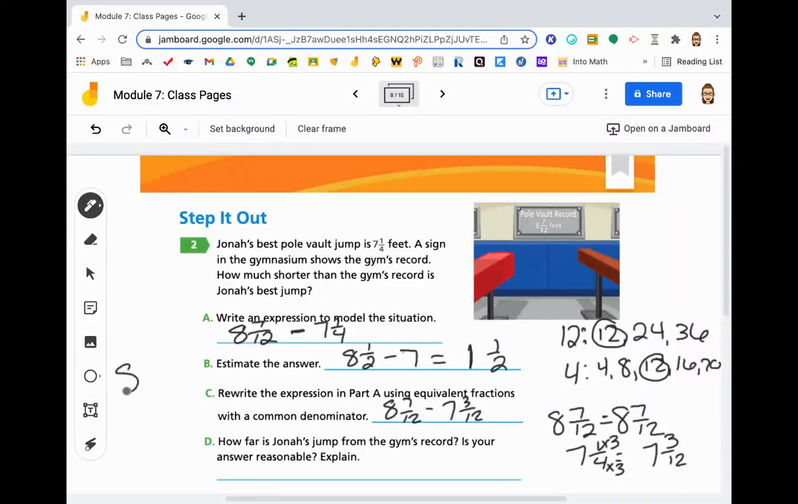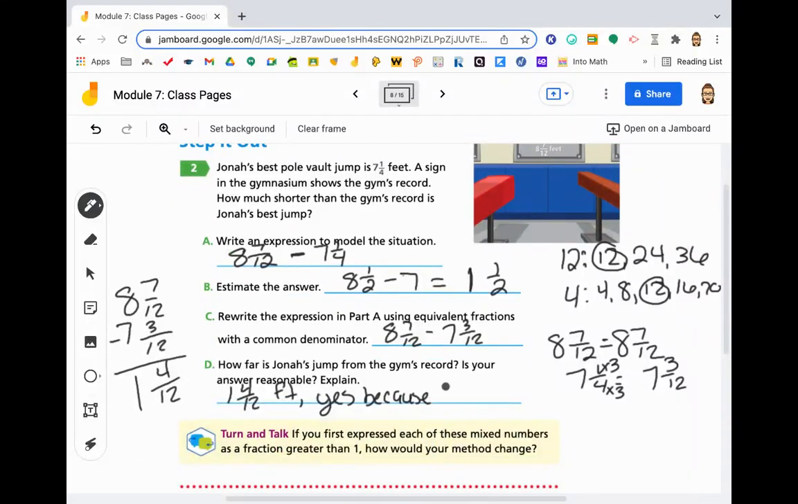If we want to set that up so it's a little easier to see what we're doing, we subtract our fractions first. So 7/12 minus 3/12 is going to be 4/12, and then 8 minus 7 is 1. So 1 and 4/12 feet. And we'll say yes, it's reasonable because 1 and 4/12 is close to 1.5.